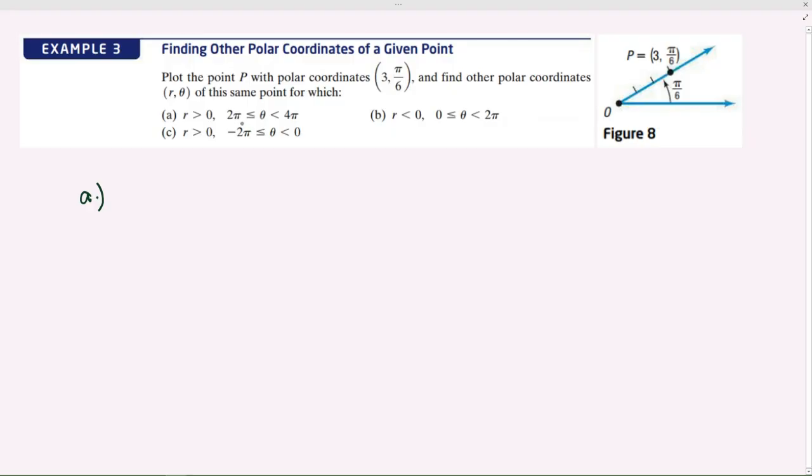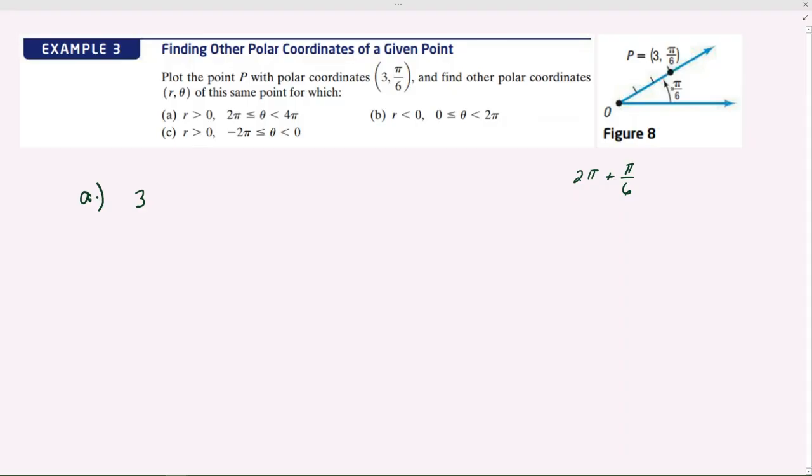So we want an r greater than 0, so r is going to be 3 or negative 3. So it's going to be 3 since it's greater than 0, and this time we want the theta angle to be something between 2 pi and 4 pi. So if I take this pi over 6 and I add another full 2 pi, I've got 2 pi plus pi over 6. Will of course take me back there.